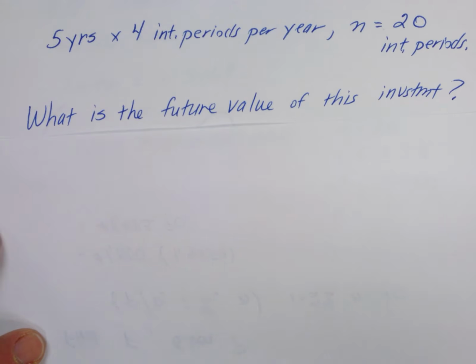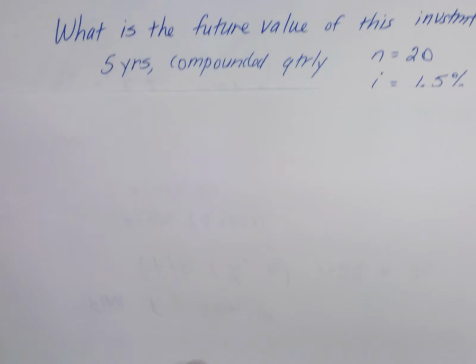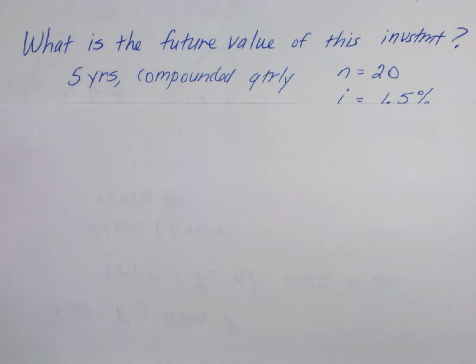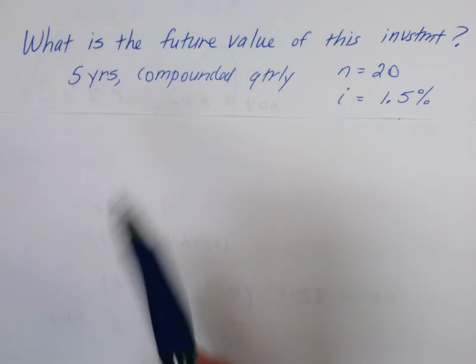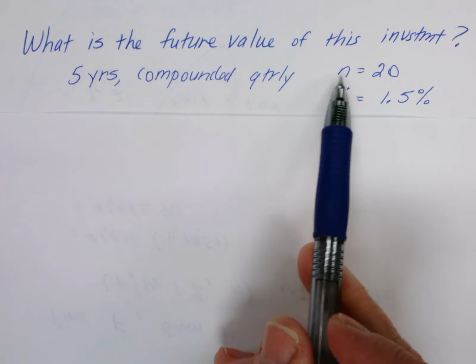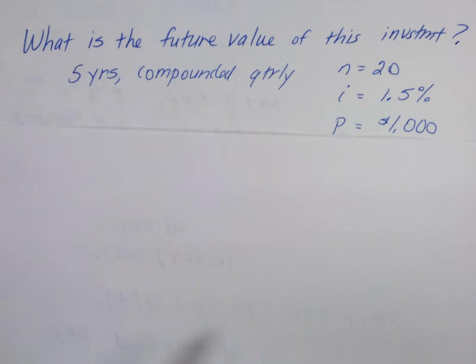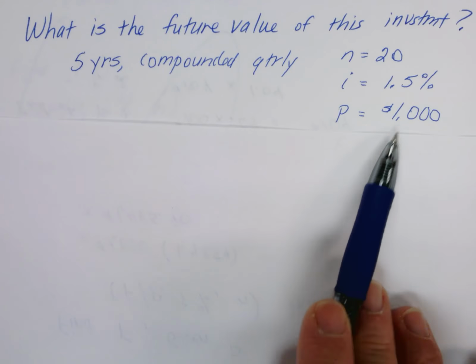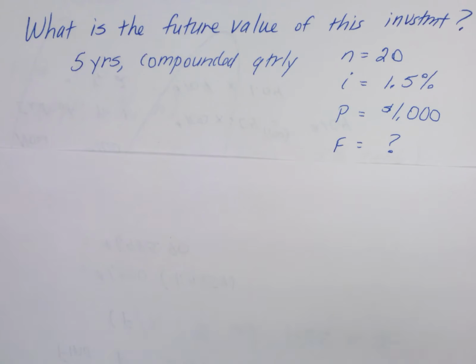We have a couple different ways to figure this out. If you're comfortable with the calculator, you can start with the calculator, but I think you will shortly move to using the tables that figure out a lot of this for you. So the question is, what is the future value of this investment? 5 years, compounded quarterly, so our N is 20. Effective interest rate per period is 1.5%. Our present value is $1,000. That's the initial amount of the investment. And we're looking for the future value of that investment after 5 years.